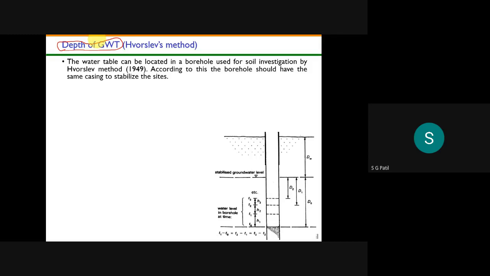This holds good in coarse grained soil, because the permeability of coarse grained soil is very high. So within 24 hours of drilling a borehole, the borehole will get stabilized and you can measure the water table accurately.